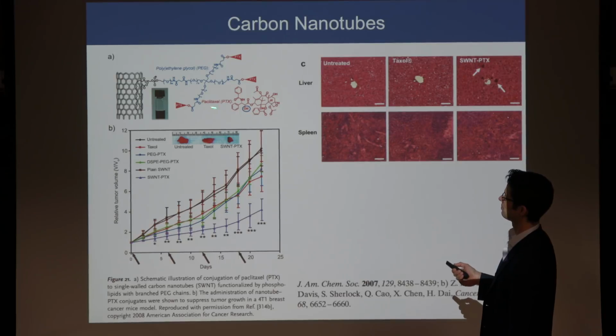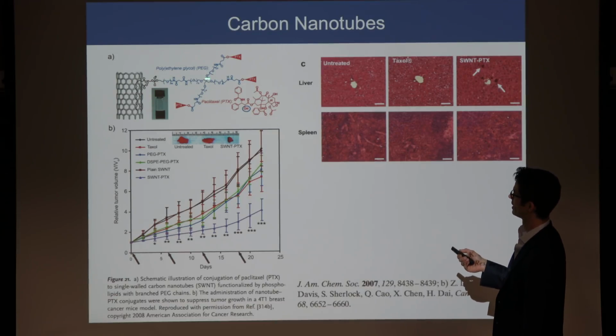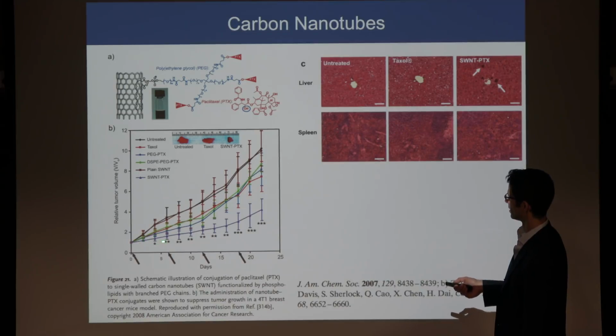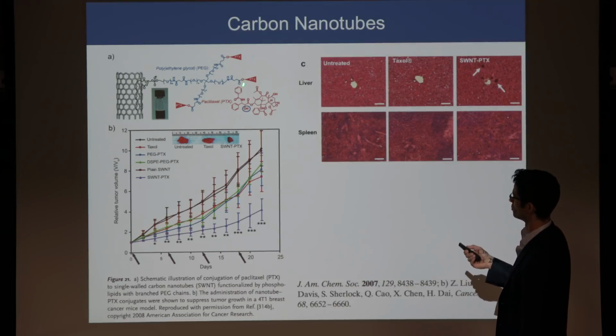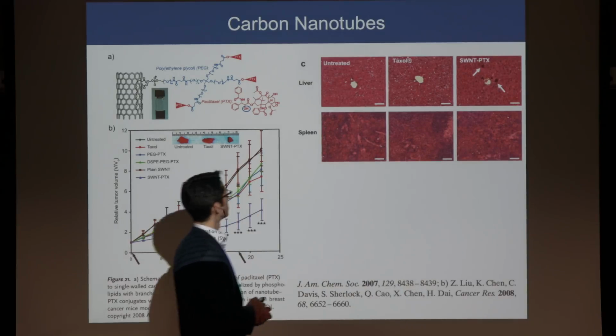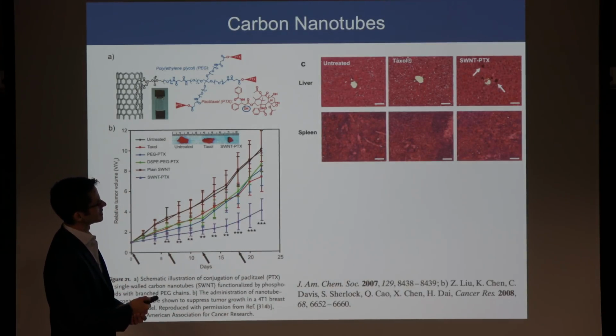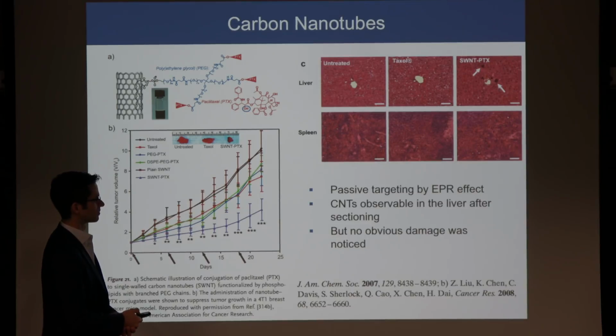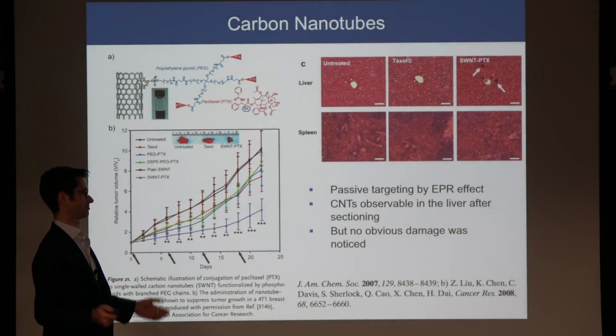And you can conjugate Taxol, one of the most famous therapeutics, to this chemical group, and then you can see that in mice, the tumors grew the slowest in the presence of these carbon nanotubes conjugated to Taxol. And if you take the liver and the spleen out of sacrificed animals, you can see that indeed the nanotubes accumulate in the liver. This is a section made by microtome, and you get these bundles of carbon nanotubes that end up in the liver. In the case of nanotubes, targeting was achieved by the EPR effect, and the carbon nanotubes are observable in the liver after sectioning, but the authors were quick to point out that no obvious damage was noticed, except for the carbon nanotubes.